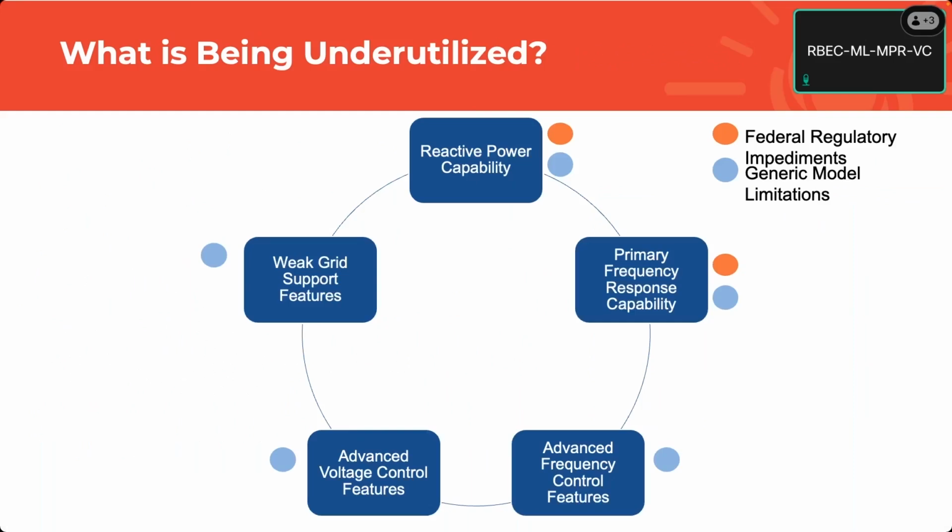We hit on this a little bit throughout our discussion, but what's being underutilized right now in the US? Reactive power capability, and that's because of impediments in generic models, as far as advanced controls and capabilities for aggregate and generic models, and federal regulatory processes. So FERC Order 827 is miswritten. That's a fact, not an opinion. There's a typo right in the order.